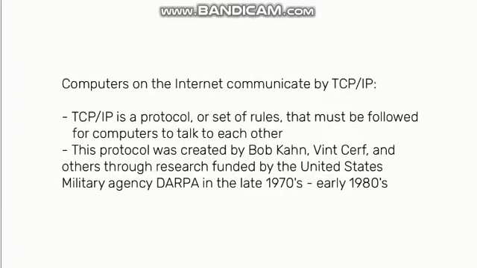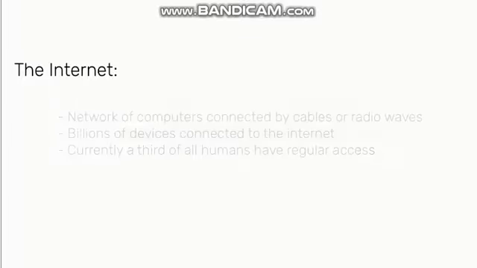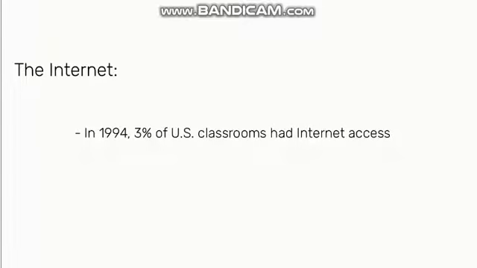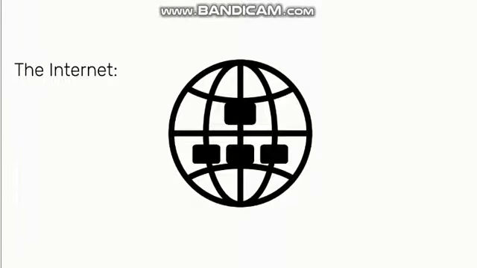At the time of this recording, while there are billions of devices connected to the internet, only about a third of the humans on the planet have access on a regular basis. But internet usage has grown rapidly, where in 1994, only 3% of US classrooms had the internet, and by 2002, that number rose to 92%. It's like the planet has, for the first time, a central nervous system where someone on one part of the world can share their information and know exactly what someone in a completely different part of the world knows.